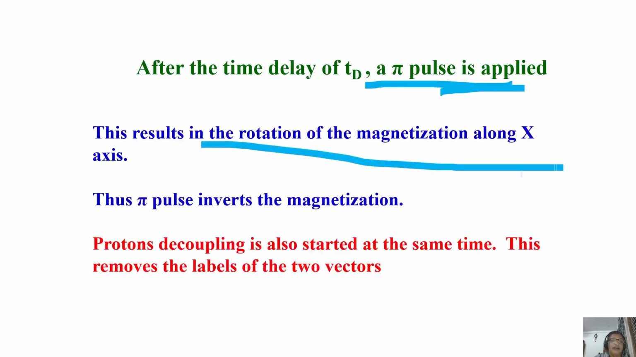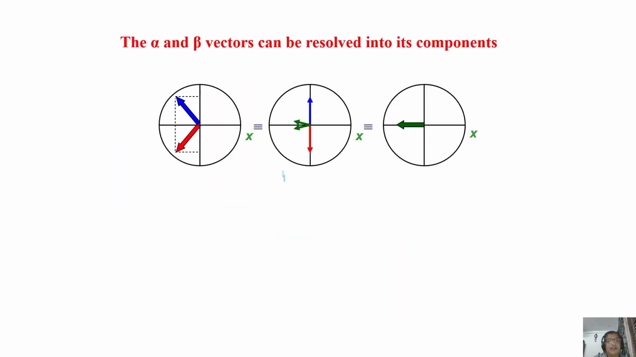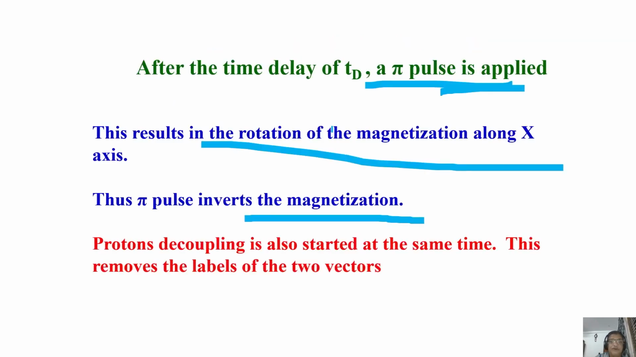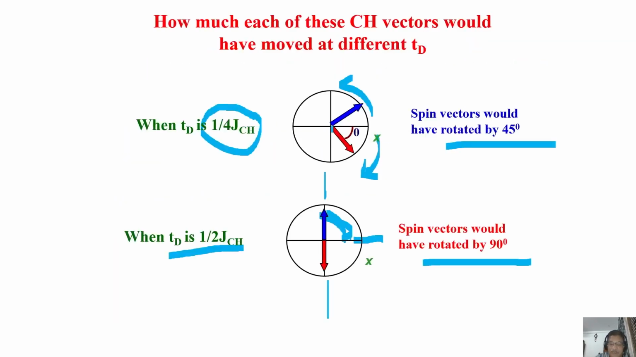This results in the rotation of the magnetization along the x-axis. Thus, the pi pulse inverts the magnetization. You understand? I'll show you the vector diagram like this. So, that was only the explanation I was giving you of what happened to the magnetization at a different time.